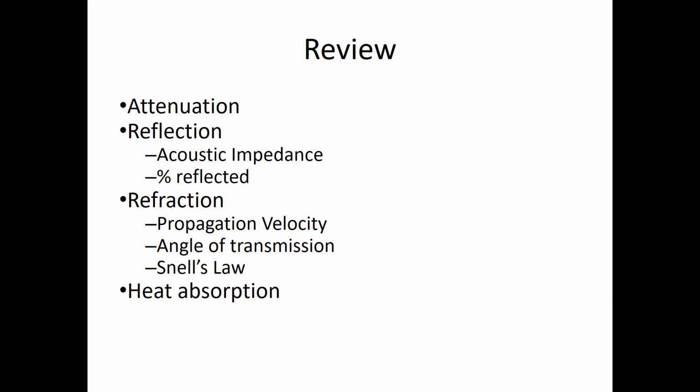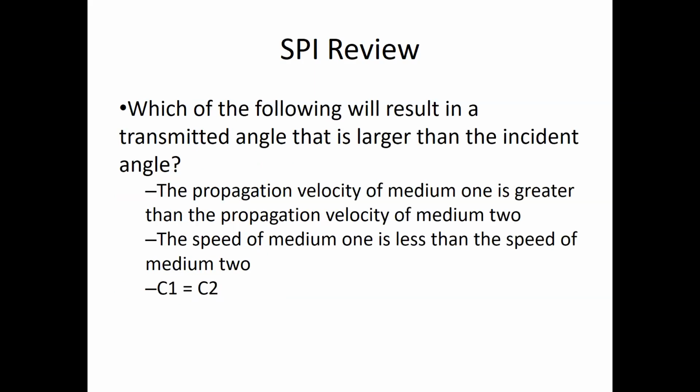And then we use propagation velocities. The higher the propagation velocity, whether it's the incident angle or the transmit angle, whoever has the higher propagation velocity, remember the alligators, gets the higher angle. Okay, so which of the following will result in a transmit angle that is larger than an incident angle? It's like we just talked about this. So which tissue is going to have the higher propagation velocity? The second one.